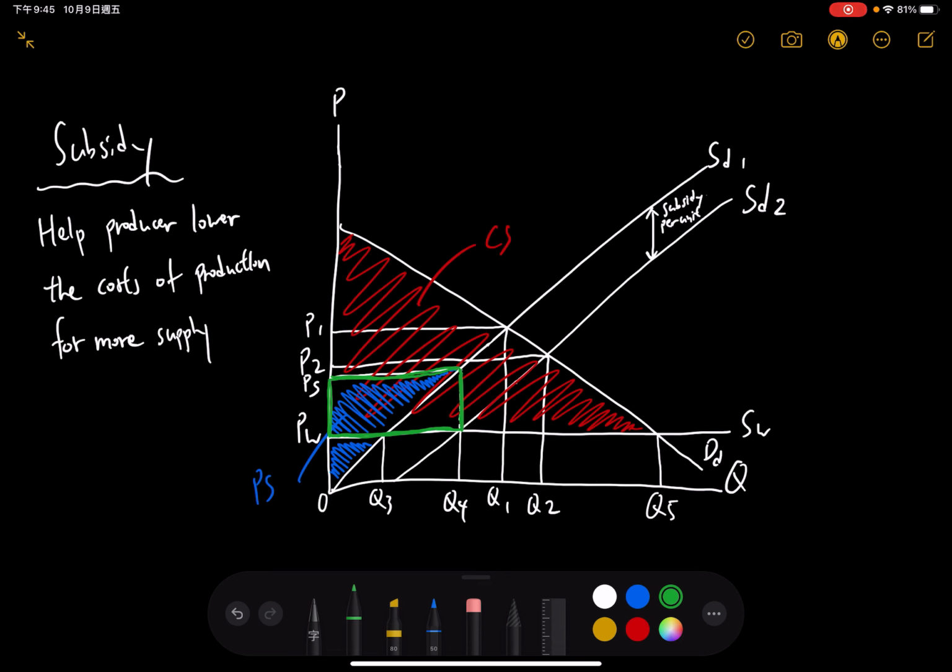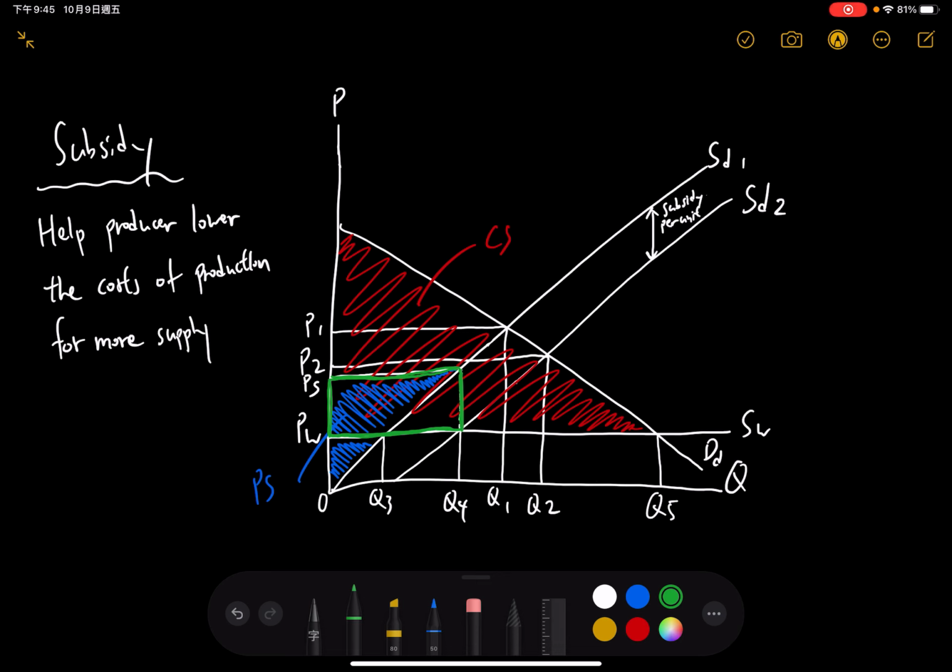So now you want to look at whether there is any extra gain because of the subsidy. We can look at it from the consumers first. For the consumers, because they are consuming the same as they did under free trade, there is nothing changing for consumers.